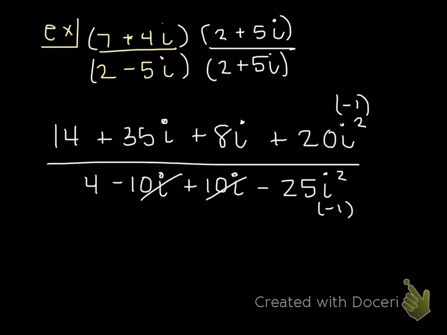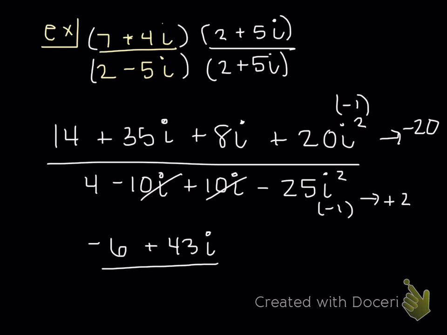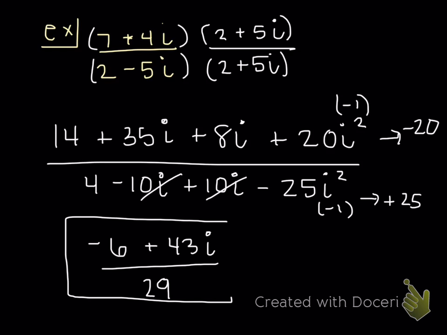So this will change to being minus 20 in the numerator. So 14 minus 20 will leave me with a -6. And my imaginary unit will have 43i in the numerator. In the denominator, this will change to being plus 25. Plus that 4 will equal 29. So again, notice I removed the imaginary unit from the denominator. So that's how we divide complex numbers. I'm going to go over one more topic, and that's simplifying with a negative underneath the square root.